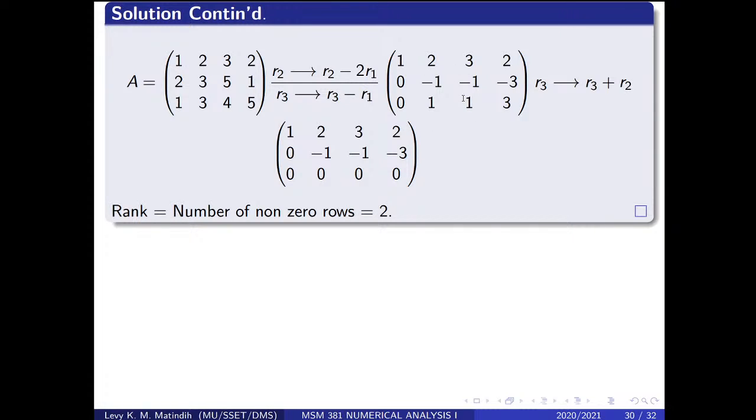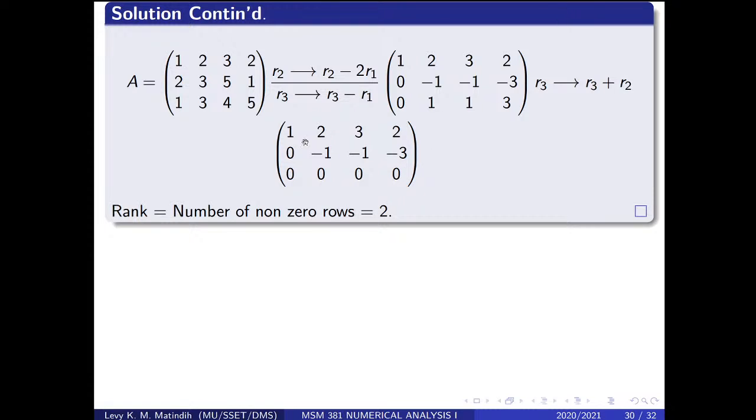Then from there, what should we do next? Next, we make the second entry of row 3 zero. How can we make it zero? We subtract row 2 from row 3. When we do that, it automatically gives us a row of zeros. This is the new matrix after applying this operation on the resulting matrix.